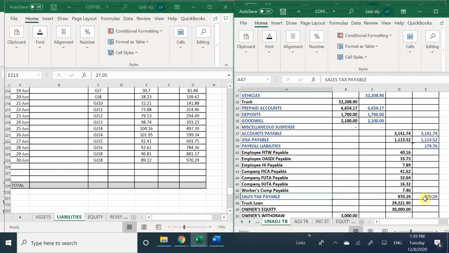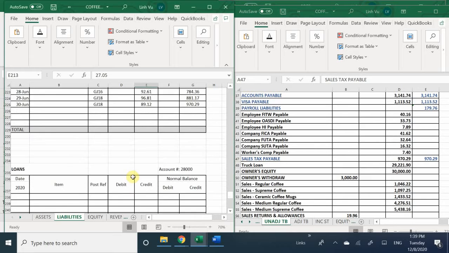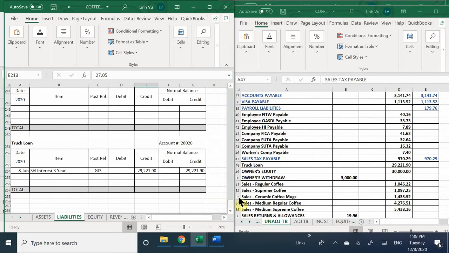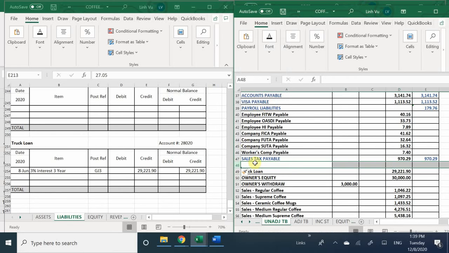Okay, good. Now, last but not least, you should have loans. Go ahead and make that a main account, so put that right above truck loan. And of course, we haven't made a payment on our truck loan at all, so it should stay the same. All right, so your truck loan is going to reflect what your loan is. There you go.